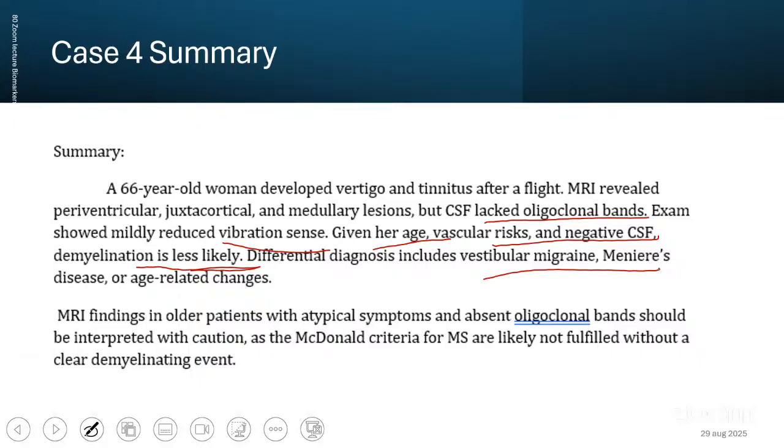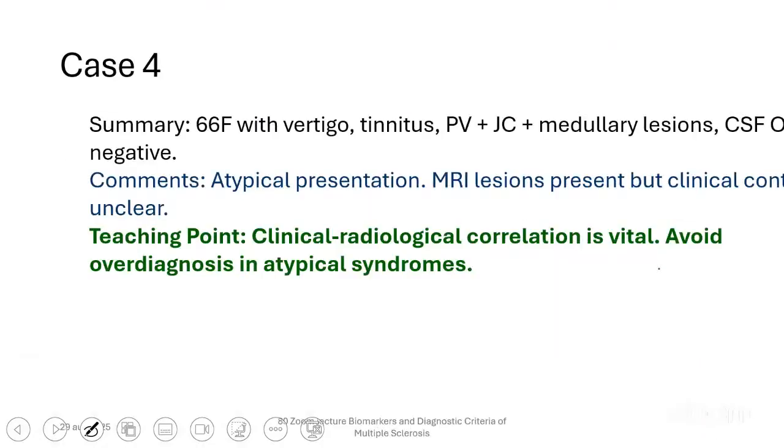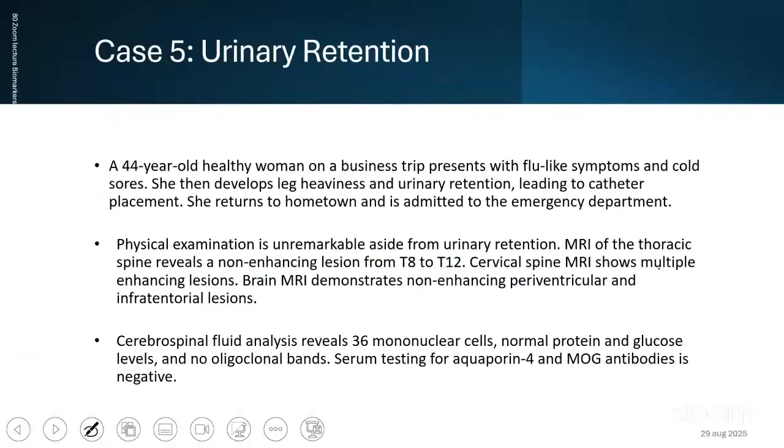So MRI findings in older patients with atypical symptoms and absent OCBs should be interpreted with caution, as McDonald criteria for MS are likely not fulfilled without a clear demyelinating event. The summary says clinical radiological correlation is vital. Avoid overdiagnosis in atypical syndromes. And this one is a particularly atypical syndrome.